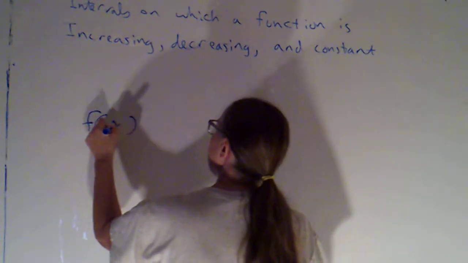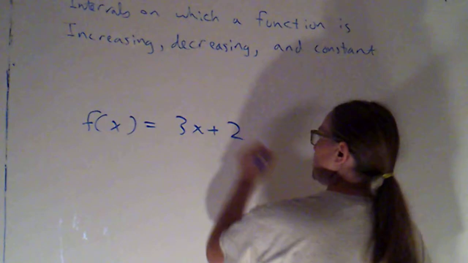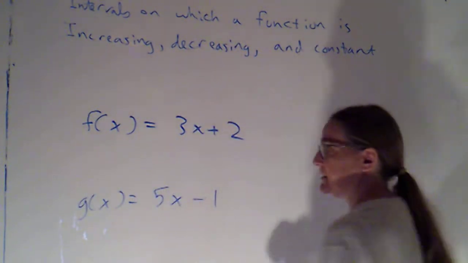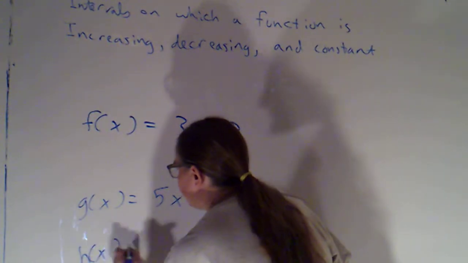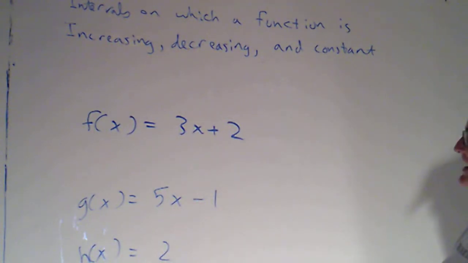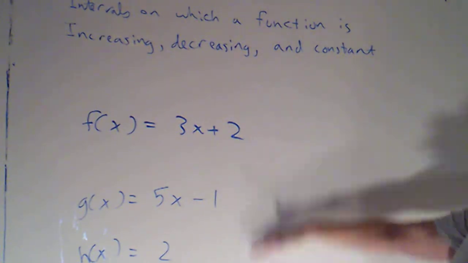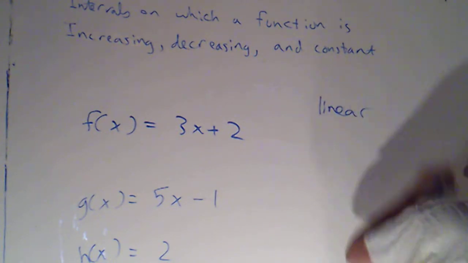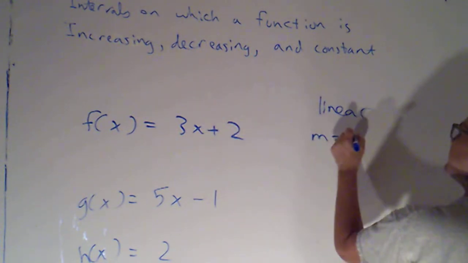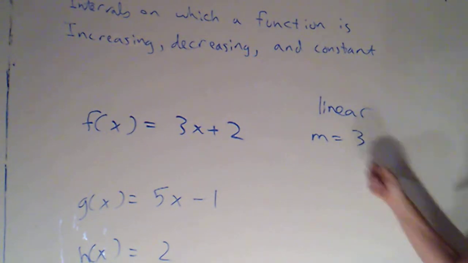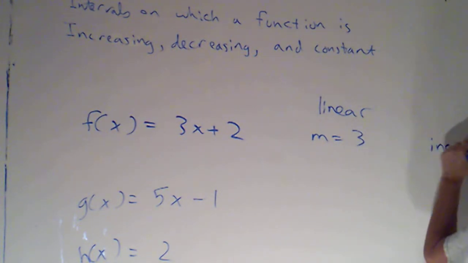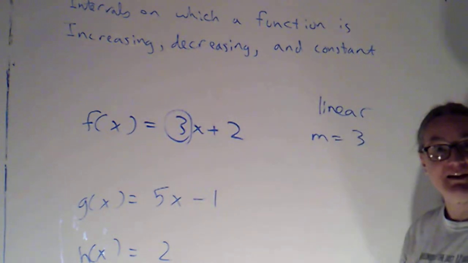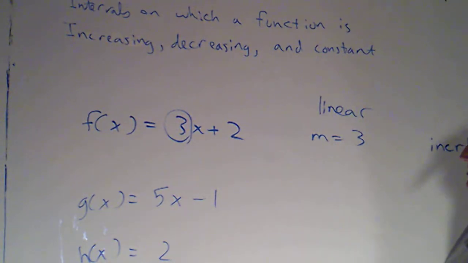But if I had something like f(x) = 3x + 2, and g(x) = 5x - 1, and h(x) = 2, okay? Well, all of these are examples of linear functions, so they're all linear. For this one, the slope is 3. That's a positive slope, so this function would be increasing everywhere. Notice I didn't have to graph it. I was able to just look at the formula. Because it had a positive slope, I know it's increasing.